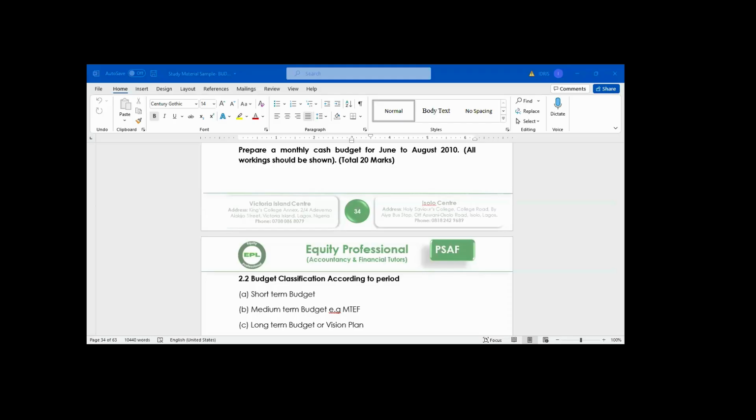Okay. So last week we couldn't finish our lecture. We talked about budget classification according to period. We said we classify budgets into three according to period: short-term budgets, medium-term budgets, and long-term budgets. And we tried to differentiate them.